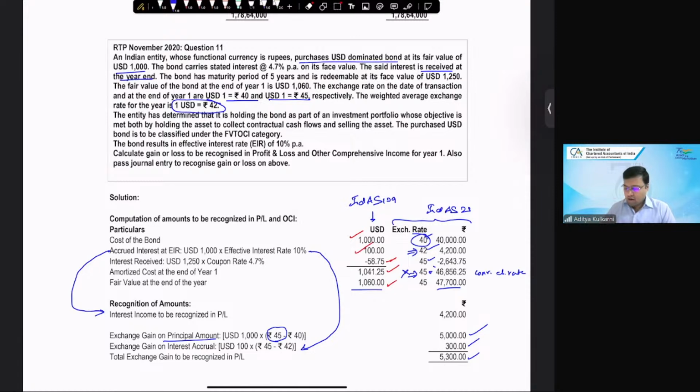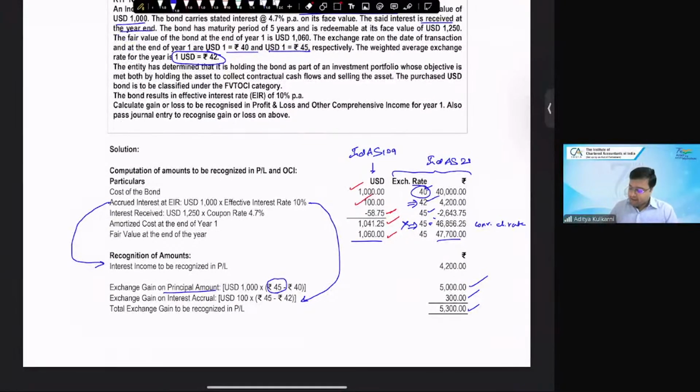Yes, sir. All right. Next one, I am having movement in fair value. 1060 is the fair value, but my book value is 1041.25. Yes or no? Yes, sir. So the instrument is being measured at fair value through other comprehensive income. That means at every reporting date, I have to restate this instrument to the fair value. So I have to recognize this difference in the other comprehensive income. At which rate? Closing rate. So this comes to 843.75. Any doubt till now?